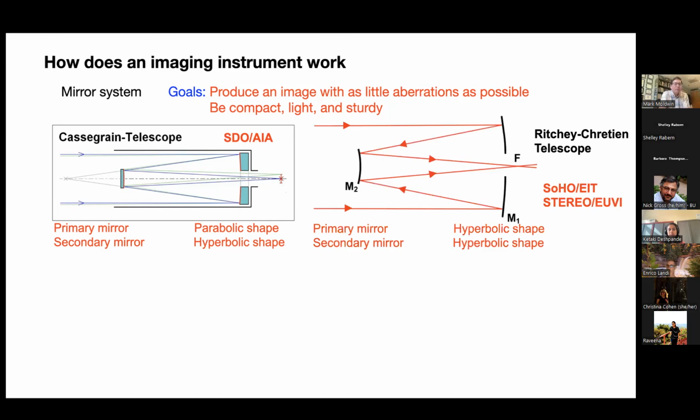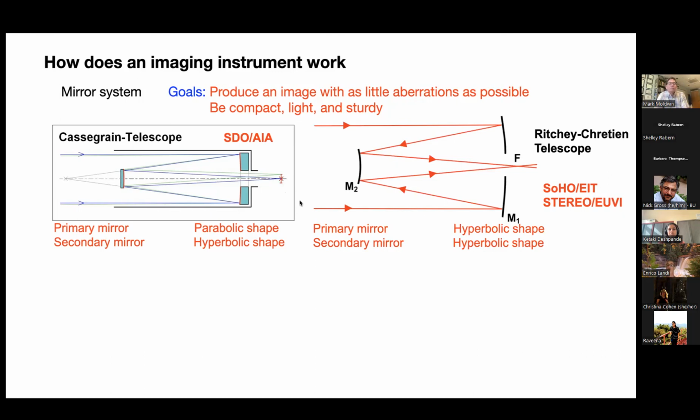Another one is the Ritchey-Chrétien telescope, and this has been used for the solar STEREO imagers. And this again has two mirrors, and the focal plane is just behind the primary mirror, and both of them are hyperbolic. They have different characteristics, different limitations, but these are the designs that have been used. And these work mostly in the extreme ultraviolet wavelength range.